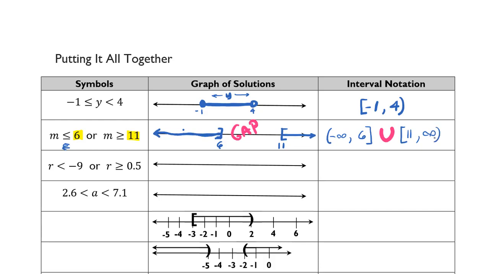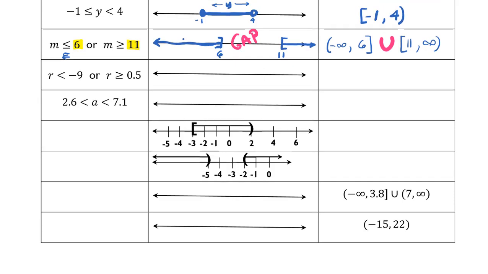Next one on the row here is r is less than -9, or r is greater than or equal to 0.5. Now let's go ahead and just move up a little bit. This one is similar to the previous one. It's an or inequality, and so there will be, again, a gap, most likely, but we can check. And so I'm going to just graph it first. I'm going to list the values. So we have -9, and we have 1/2, or 0.5. I'll just keep it as 0.5.